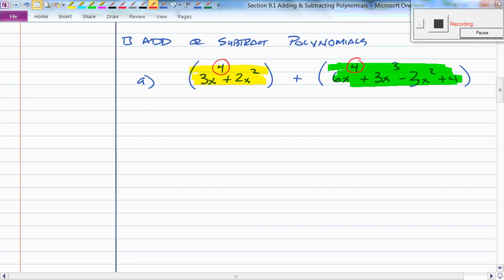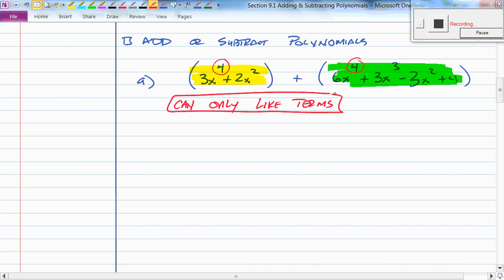You can only add of the same degree. Okay, so I think what you guys are trying to say is only add like terms. Have you heard the phrase before, like terms? Yes, you've heard the term like terms. It means two things. Two things have to happen to be like terms. What are the two things that have to happen?